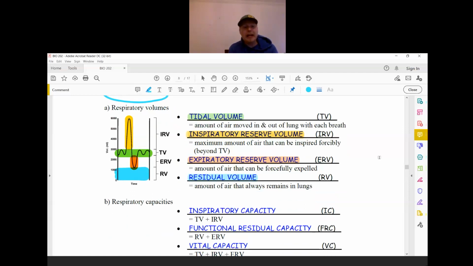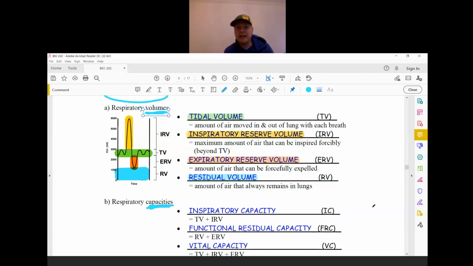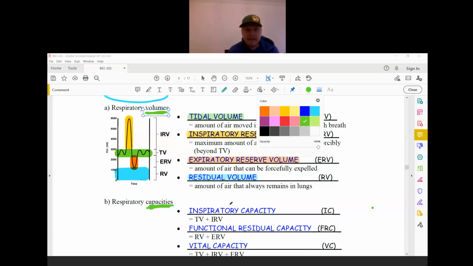Well, now that we have had a look at the respiratory volumes, we can have a look at respiratory capacities. Inspiratory capacity is calculated. I'm gonna just quickly change my pen color. Calculated by adding together.